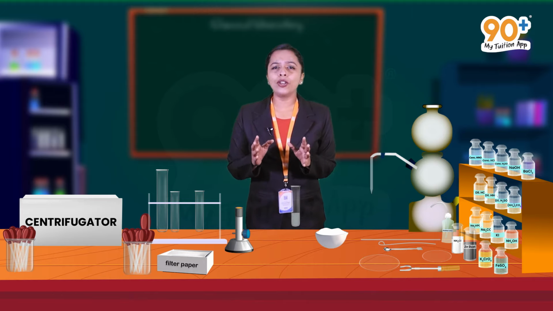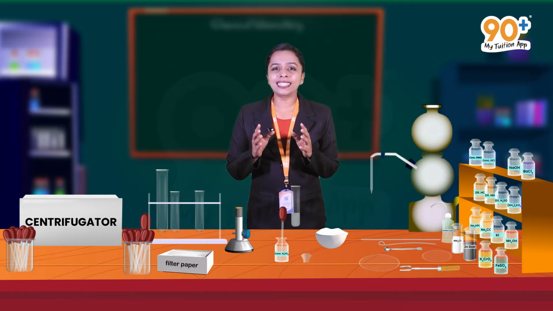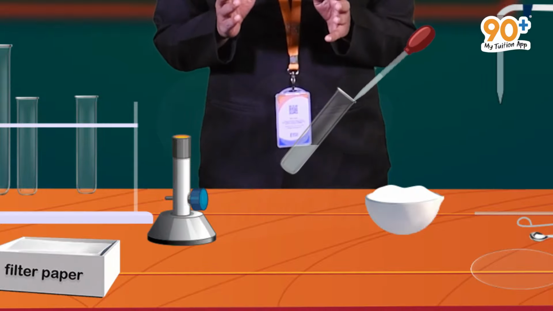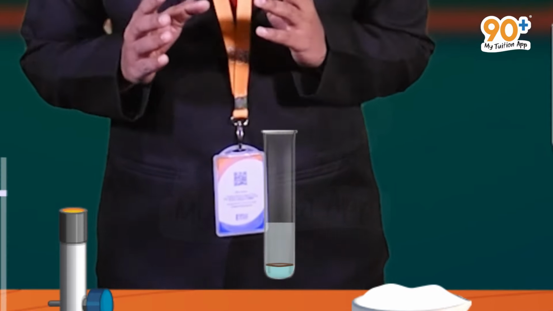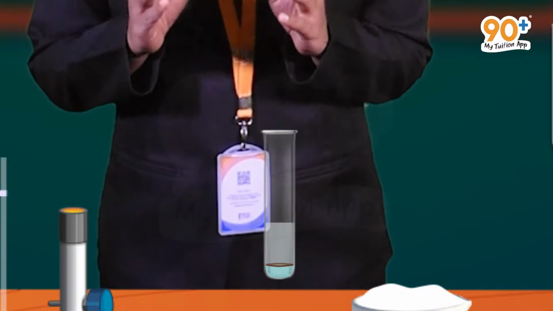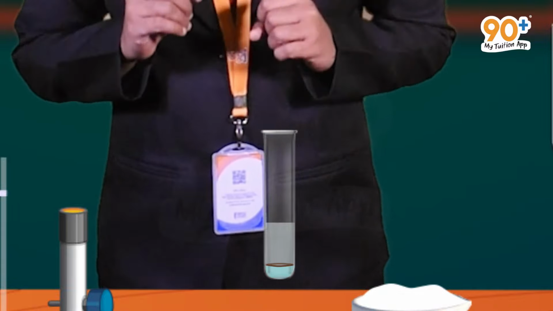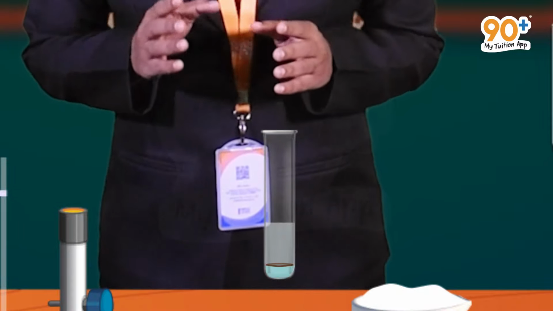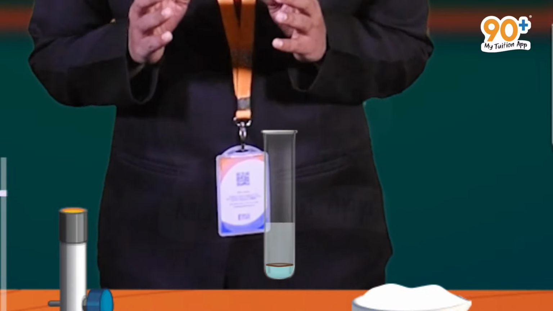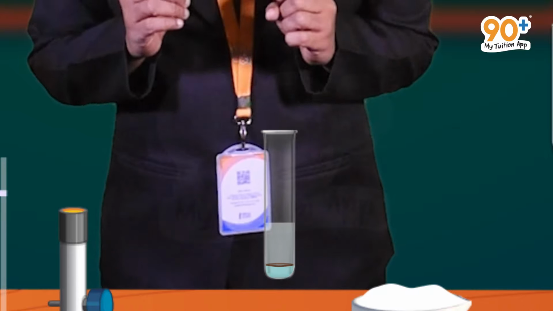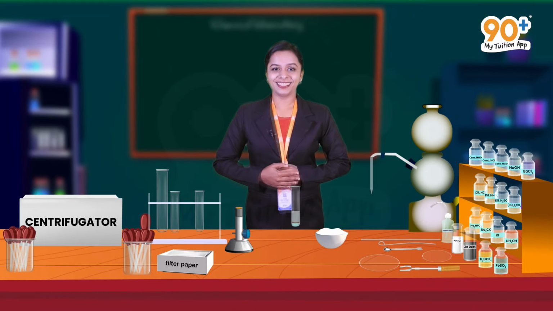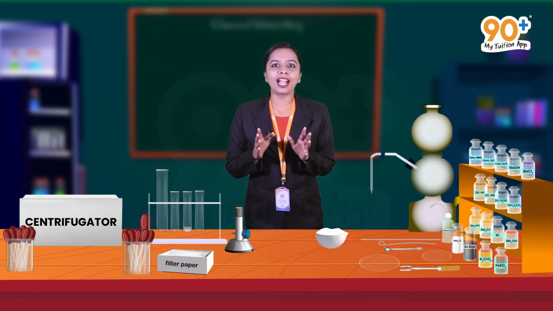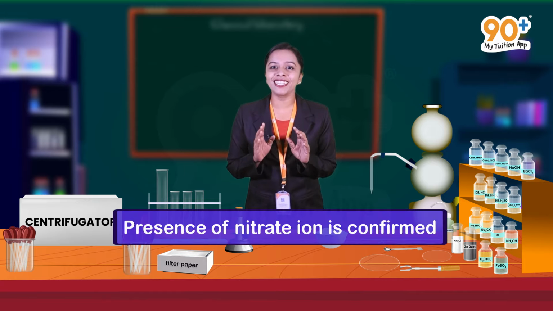Friends, then slowly add concentrated sulfuric acid along the side to the bottom of the test tube, with the test tube tilted, which contains the mixture of sample and freshly prepared ferrous sulphate solution. As you can see, a brown ring is formed at the junction of two layers of acid solution and aqueous solution. This brown ring confirms the presence of nitrate ion.